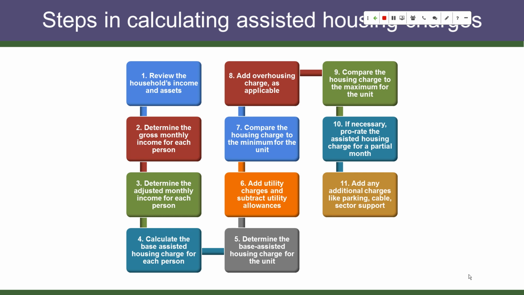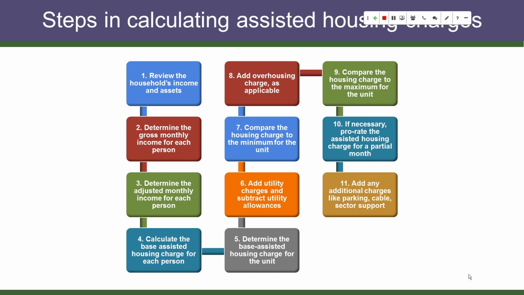Then you want to factor in your utility allowances or charges. So is it a deduction for utilities, or are you going to add on a charge for your utilities? Once you've determined that step, does that dollar value meet the minimum housing charge for the unit? Not individually, but as a unit. So if it doesn't, we know it's $800, then that's great. We're ready to move on.